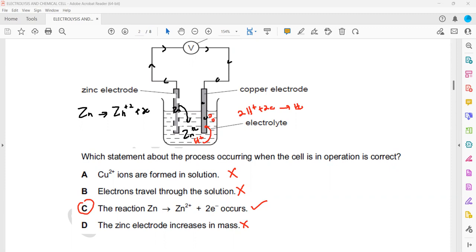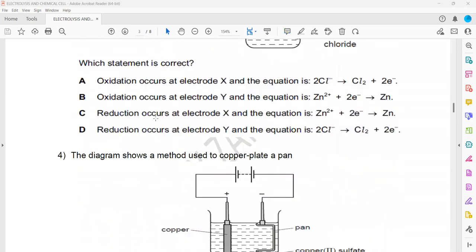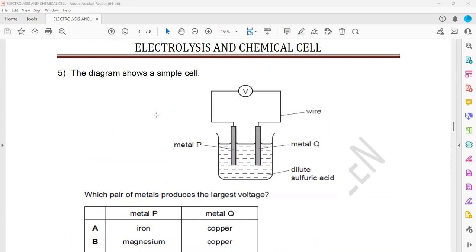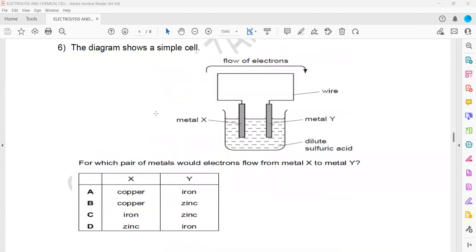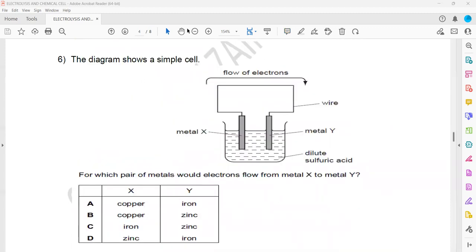The next is question number 6. The doubts for this exercise. The diagram shows a simple cell.